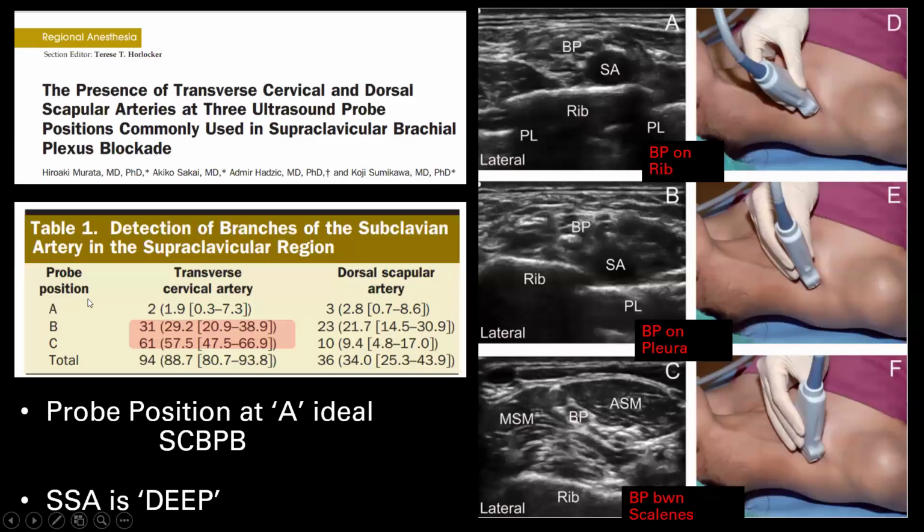Now this article mentions that with probe positions B and C, so this is at the brachial plexus on the pleura and the brachial plexus between the scalene muscles, you will find the transverse cervical artery and dorsal scapular artery. So this is quite true. You will always find this, and not with position A. With position A, which is on the rib, you may not be able to find this. But we have also seen it in this area as well, and many of you must have seen the brachial plexus being divided into superior and inferior, which was not found in this study.